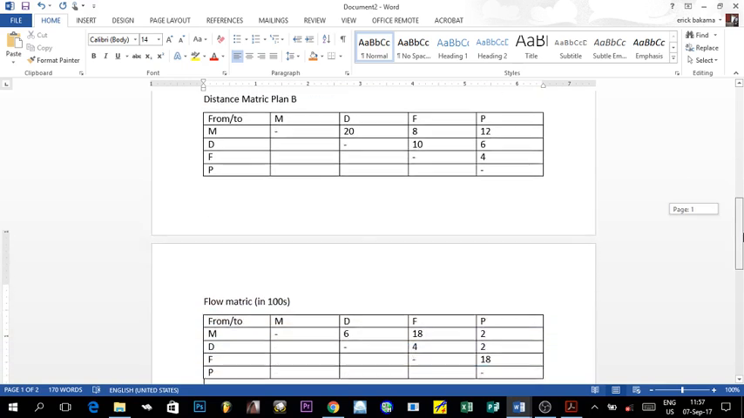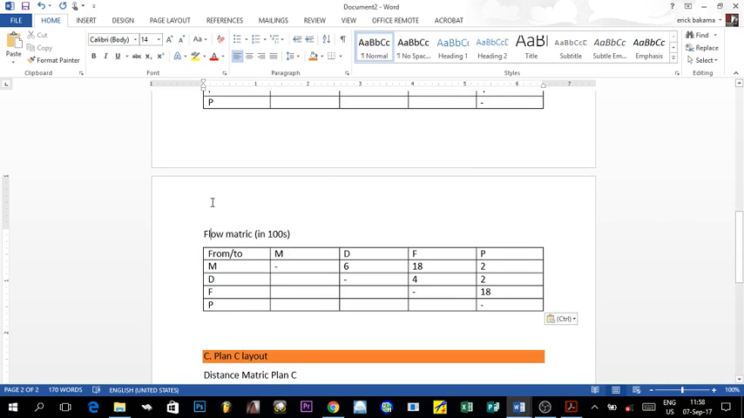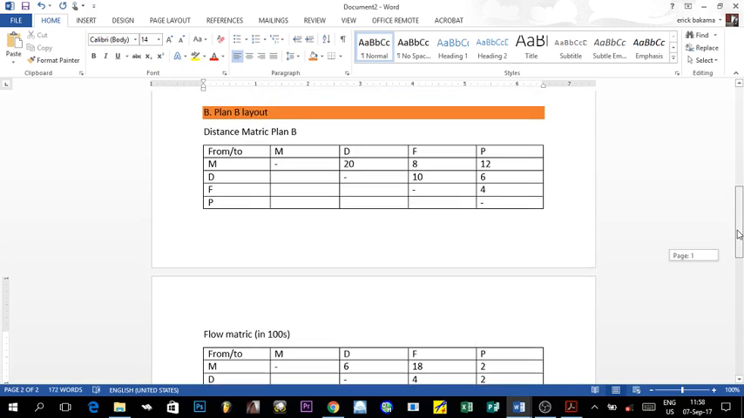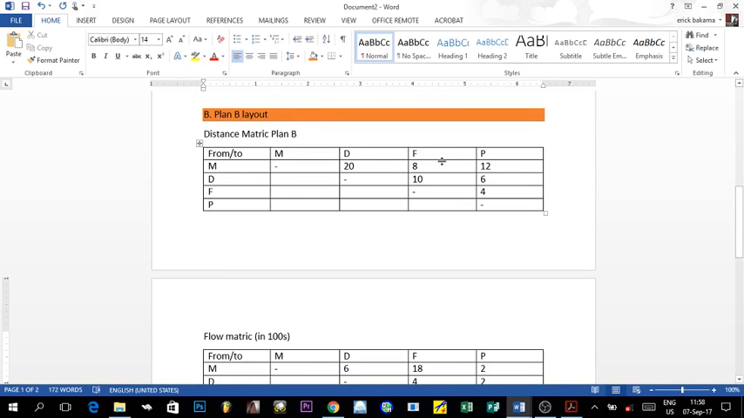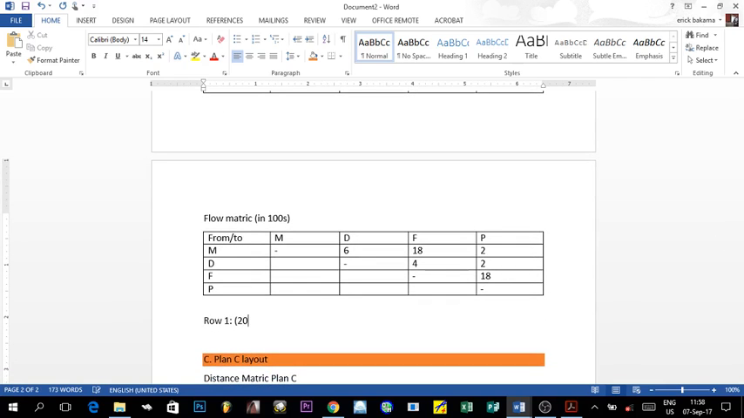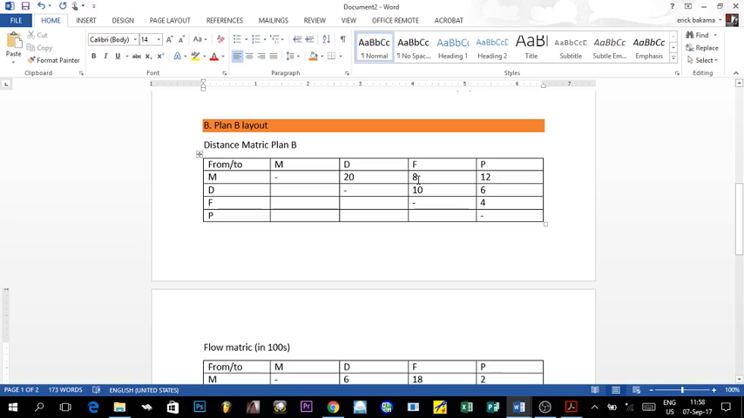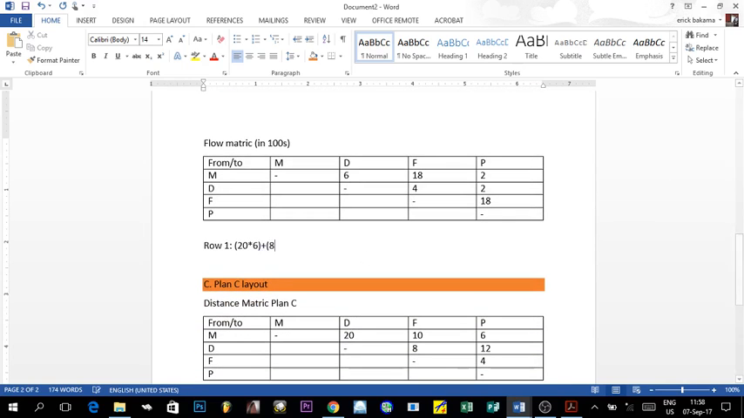So what we are doing is we calculate again for row one. We have row one here. Now for row one, we are working with the distance table here. The distance table is M to D. The distance is 20, so we have 20 feet. Then how many units are moving from M to D? It's 6, based on the new layout. And then we go again for M to F. The distance between M and F is 8, so we have 8 here, that we multiply by the load from M to F, which is 18.